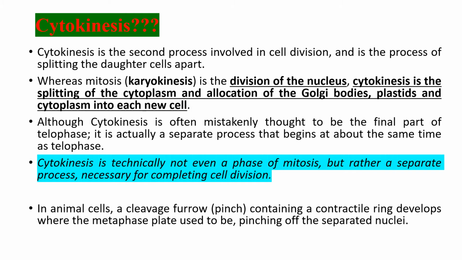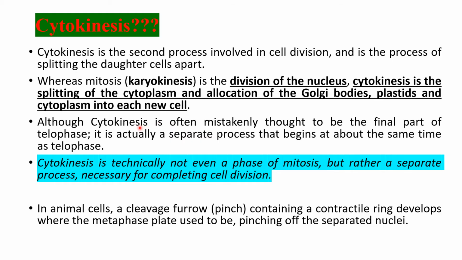Now, what is cytokinesis? Cytokinesis is the second process involved in cell division and is the process of splitting the daughter cells apart. And there's a difference between cytokinesis and karyokinesis. Karyokinesis is the division of the nucleus, while cytokinesis is the division of the cytoplasm and allocation of Golgi bodies, plasmids, and other organelles into each of the new cells that are formed.